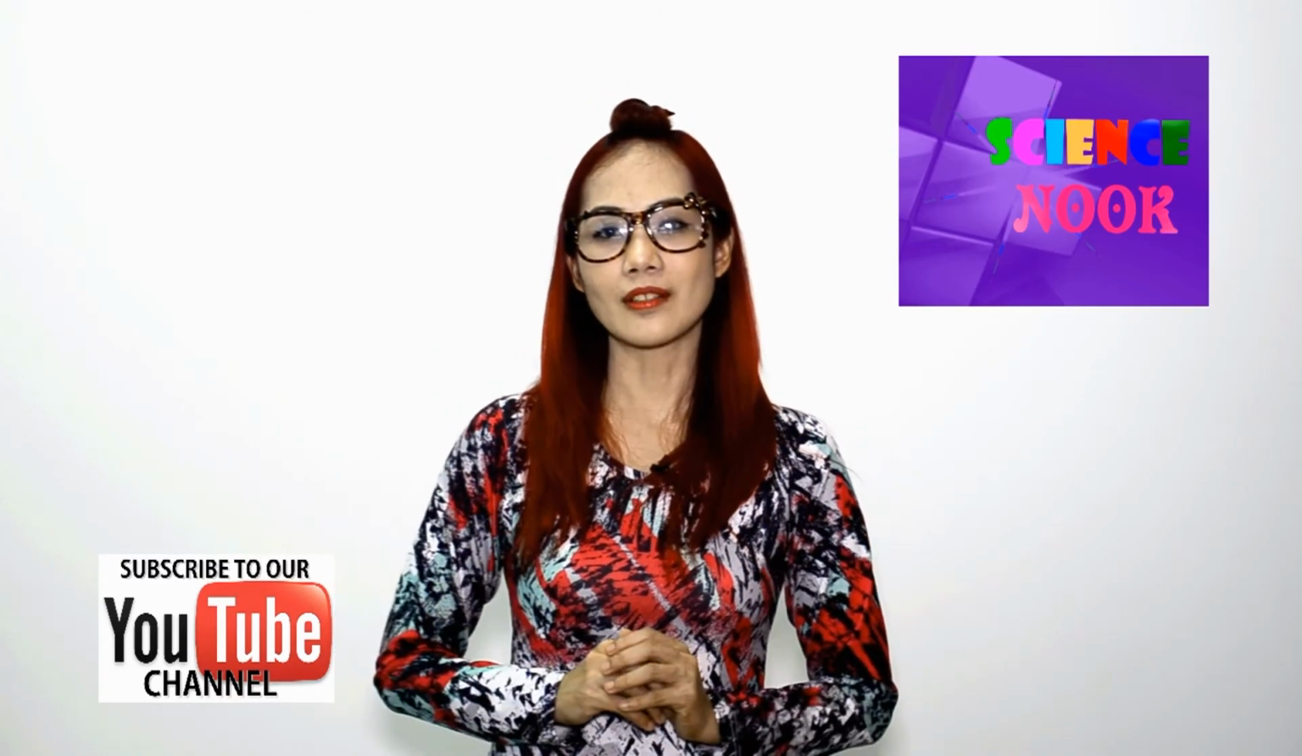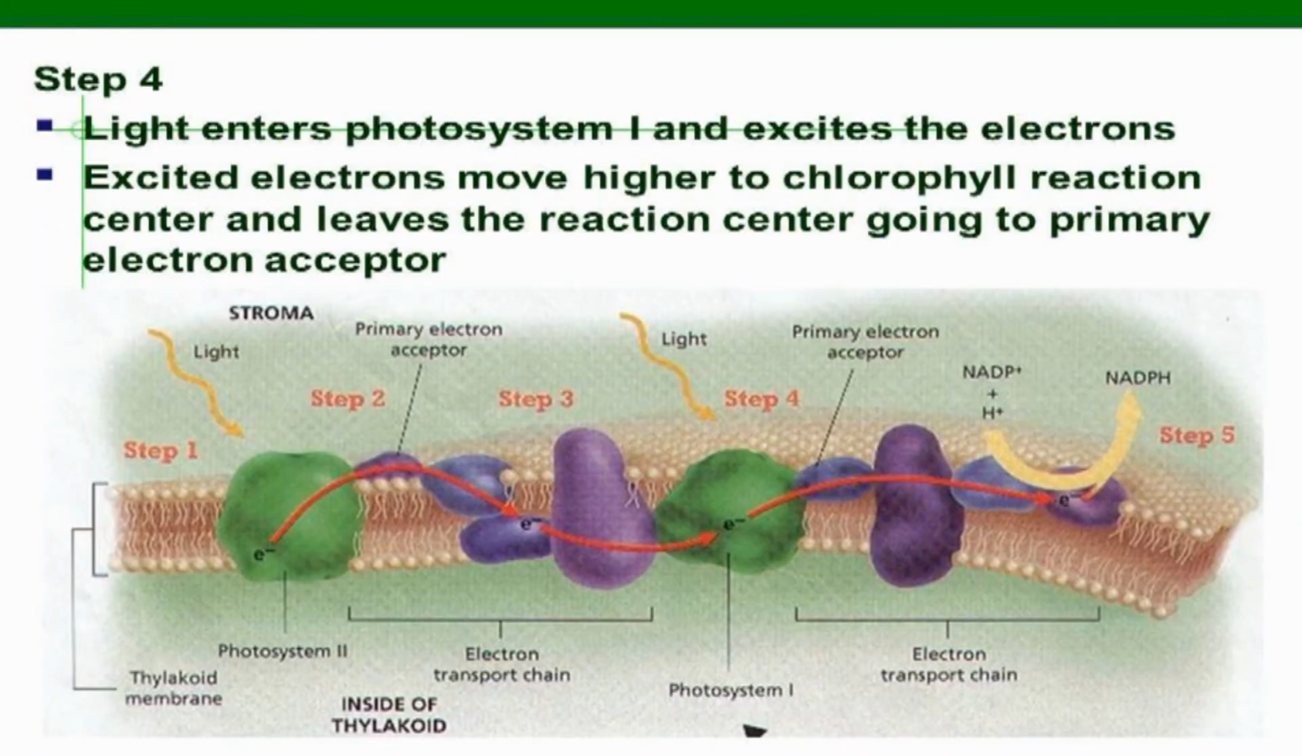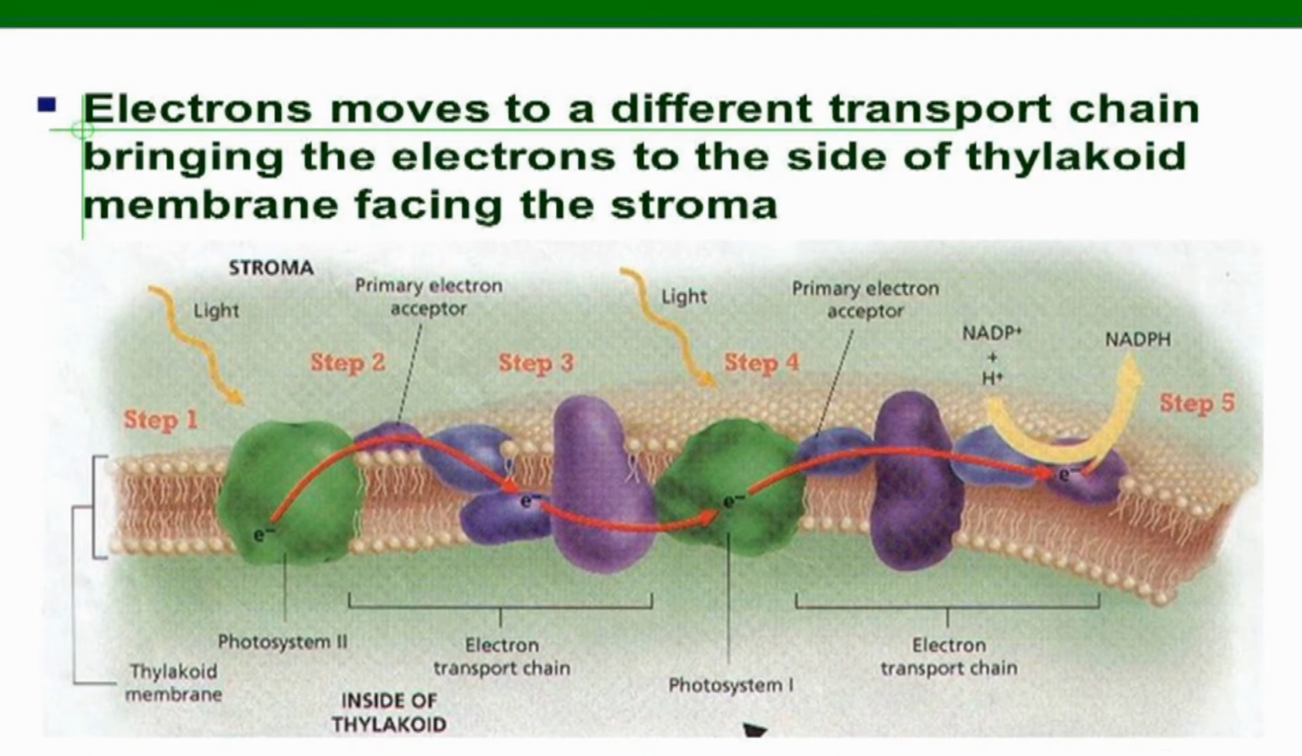And in photosystem 1, the same thing that is happening in photosystem 2. There's just a slight difference. So light energy hits photosystem 1, electrons get excited, and these excited electrons will have to go higher to the reaction center, leaving photosystem 1, going to the primary electron acceptor, and going to the electron transport chain. Now, this is where the difference comes in. In this case, the electron transport chain in photosystem 1 is positioned or angled in such a manner that it is slightly facing the stroma.